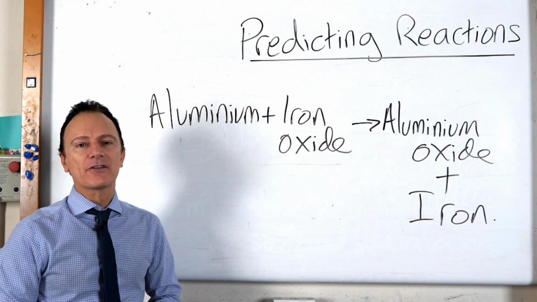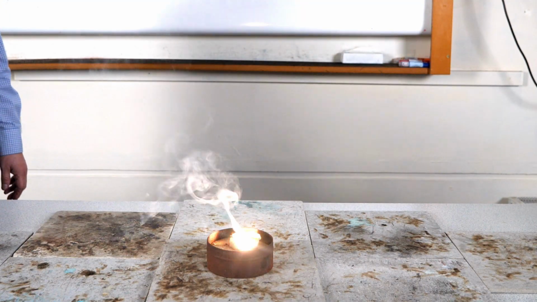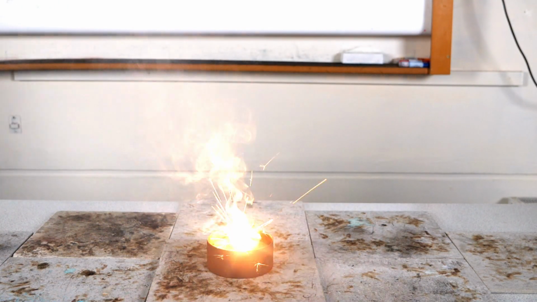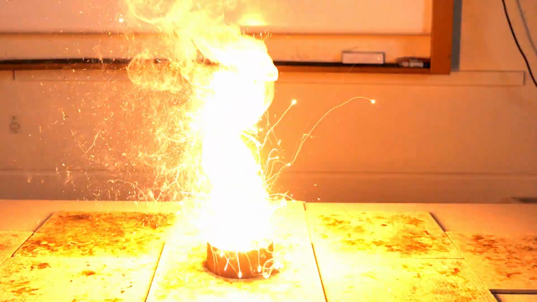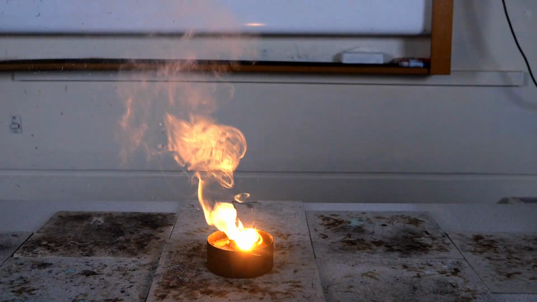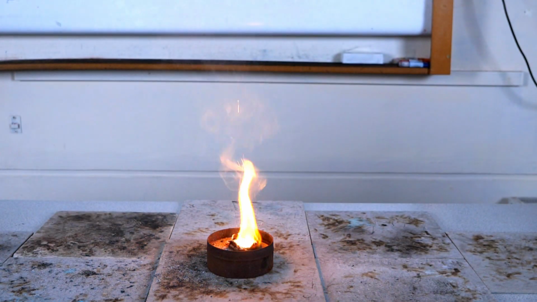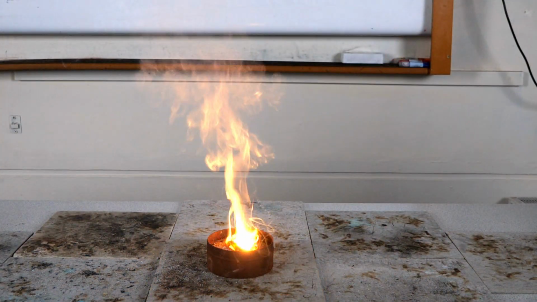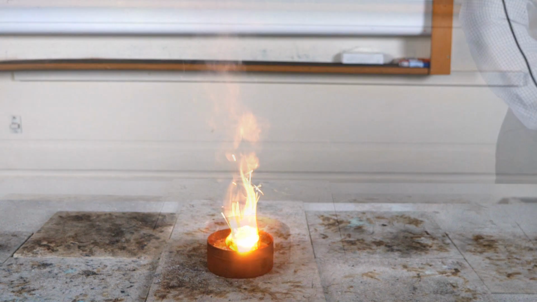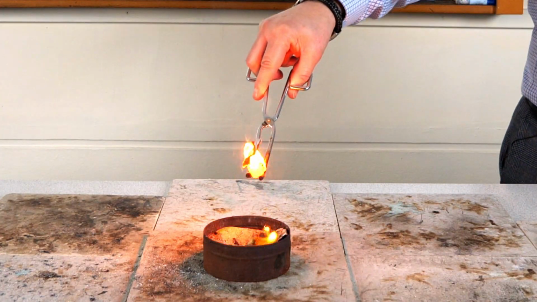So let's take a look at that reaction. It's a spectacular reaction called the thermit reaction. So what you're seeing first of all is a piece of magnesium burning to provide the activation energy. And now this displacement reaction is happening between aluminium and iron oxide. Aluminium is displacing the iron to form aluminium oxide, and we should get a piece of iron at the end of it. And here is that piece of iron that's formed at the end.